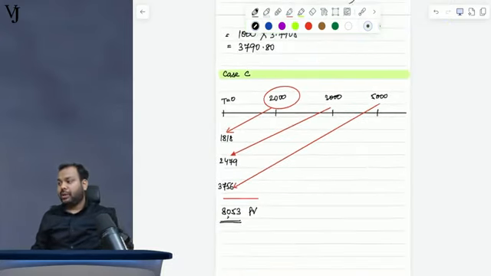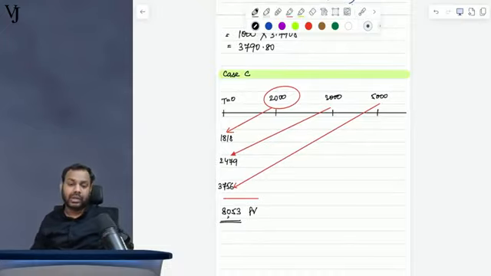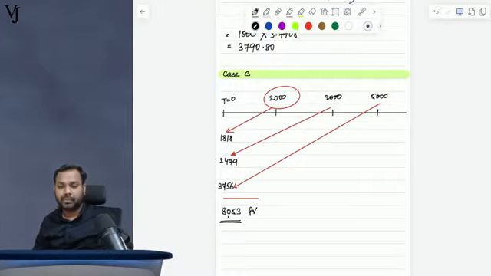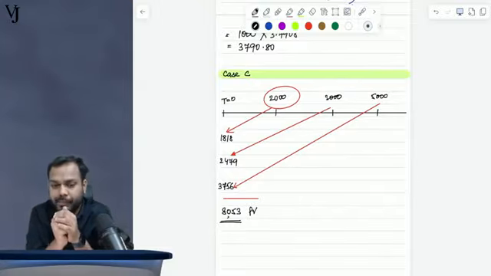Tell me guys, are you understanding it? When you have different amounts, this is the scenario that applies. Is it clear to all of you till here? Come on guys, please tell me.